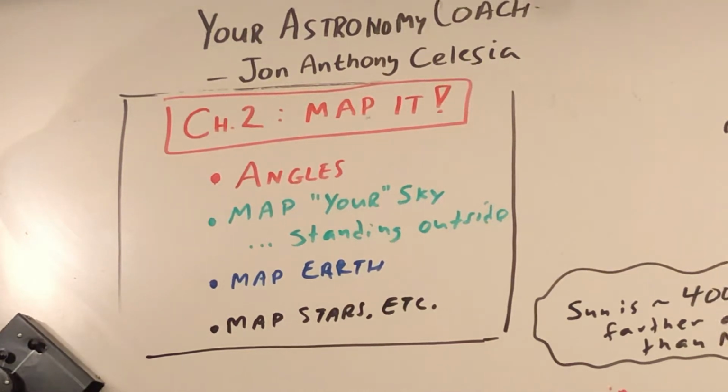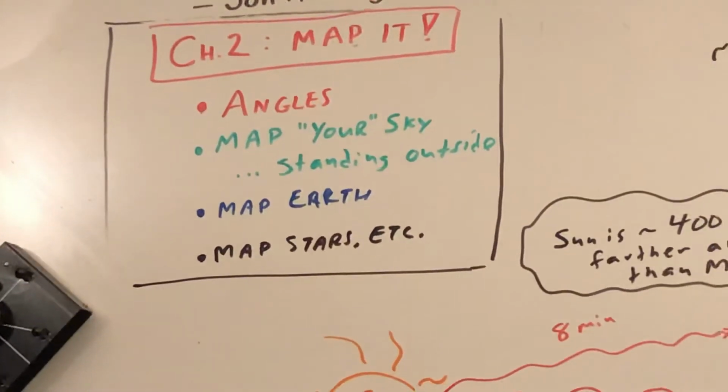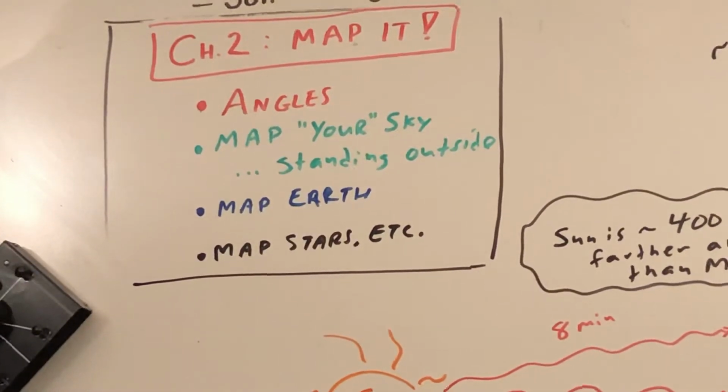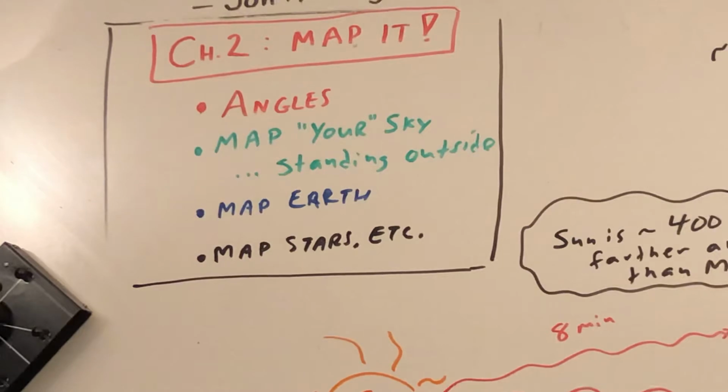Let's set this up to move on. We want to get past the stories. Stories are nice. They don't tell us what's true, what's happening. So what we're going to do here in chapter 2 is we're going to start to figure it out. We're going to map it. We're going to talk about angles. Very critical, I'll show you.